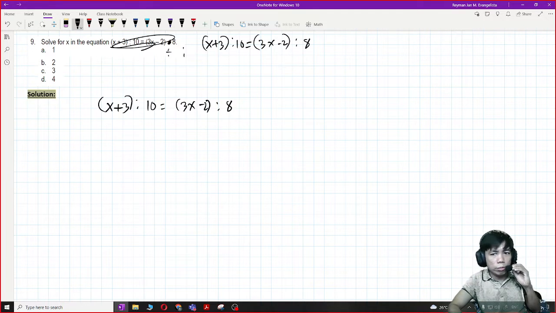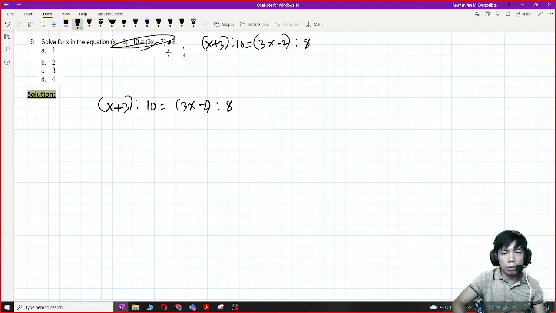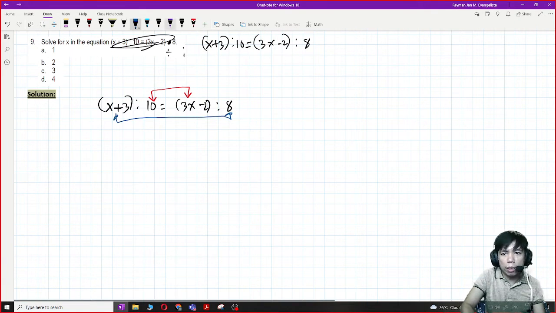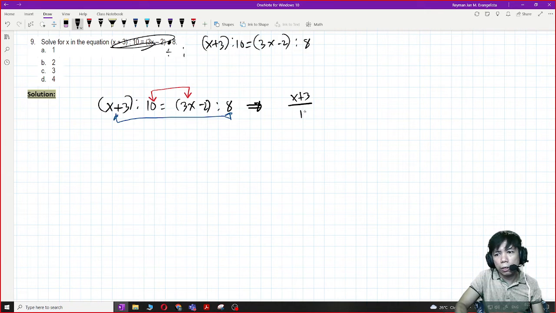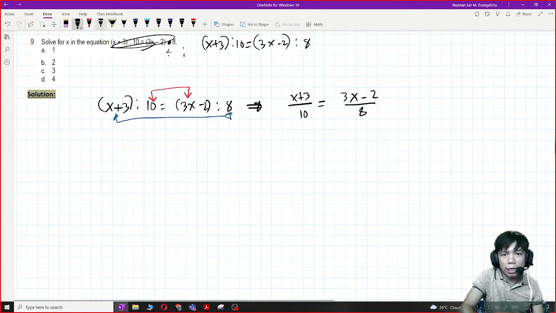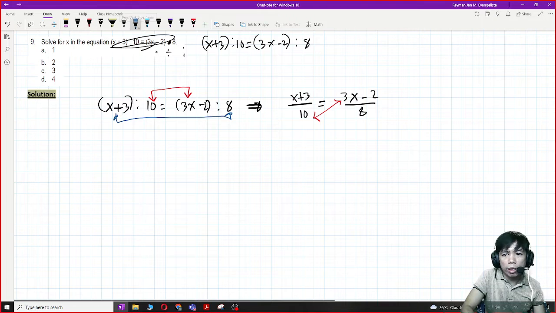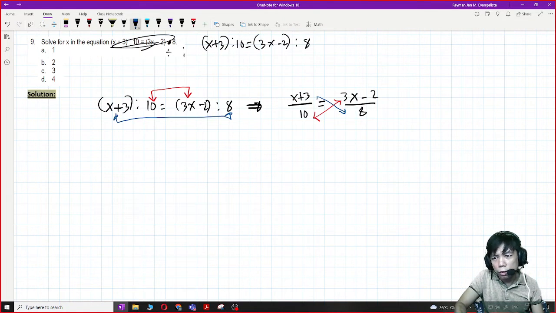Okay, there are many ways na to solve this. Pwede yung ganito guys. Gamitin nyo yung means at extremes. So, yung product ng means equal sa product ng extremes. Actually guys, that is the same as cross multiplication. Kasi diba, pwede mo siyang i-rewrite as fractions na yung x plus 3 over 10 is equal to 3x minus 2 over 8. Ayan na yung means natin, yung 10 times 3x minus 2, yung ating i-multiply. Tapos yung extremes, yung x plus 3 multiplied by 8. Okay. So, yung cross multiplication is the same as means saka extremes.